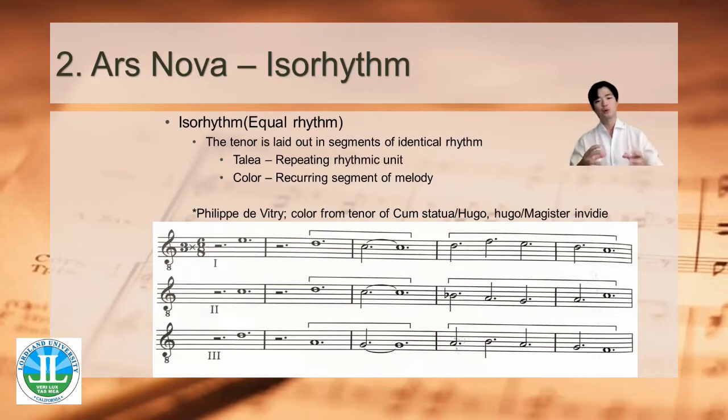Vitry's motet Cum statua Hugo magister infidie illustrates isorhythm. The tenor includes three statements of the color, and each color is divided into three equal parts to fit the three statements of the talea. This picture shows the complete color with its three statements of the talea marked with Roman numerals: first, second, and third.